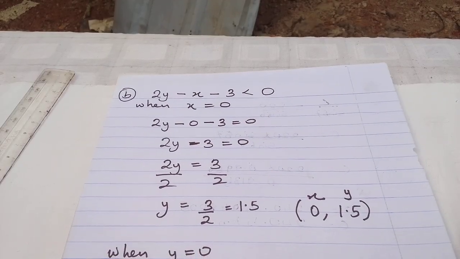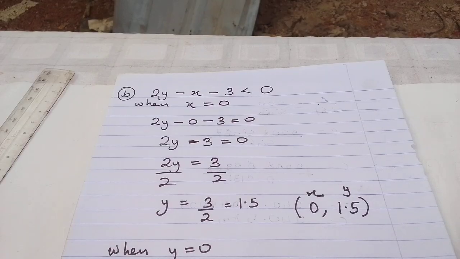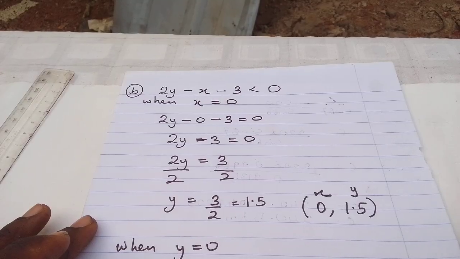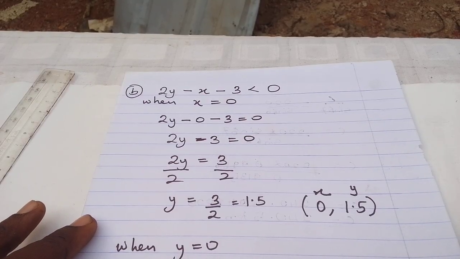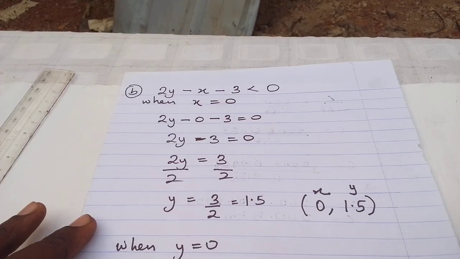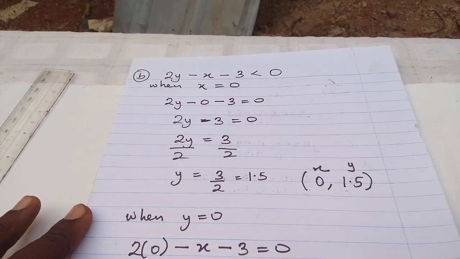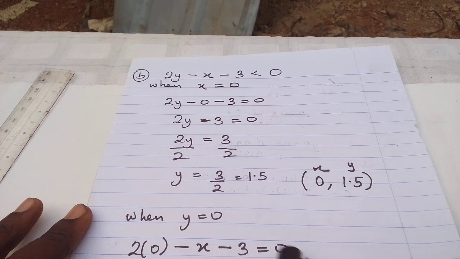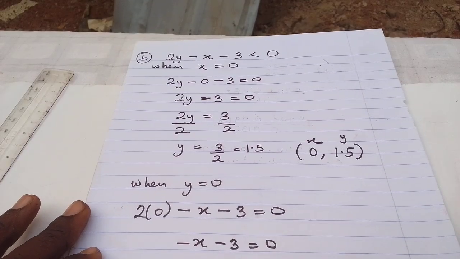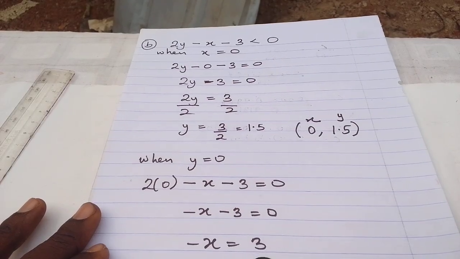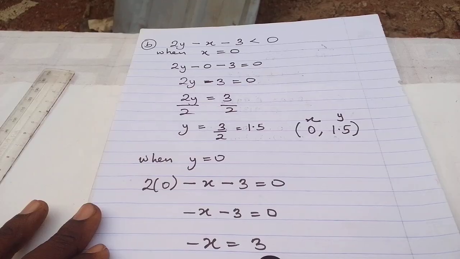Now, again, you are going to have when y is 0. When y is 0, substitute this into the equation. So 2 into bracket 0 minus x minus 3 is equal to 0. So 2 times 0 is 0. 0 minus 3 will give us minus 3 is equal to 0. So you bring this minus 3 to this side, we turn to plus 3. So minus x is equal to 3.